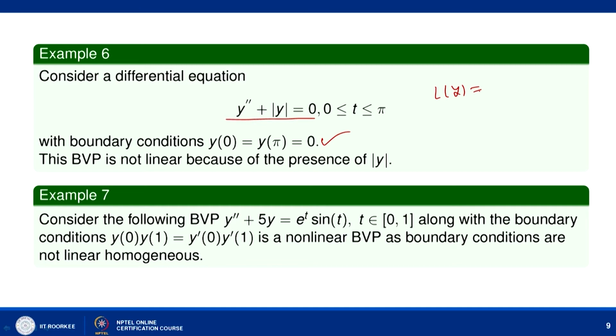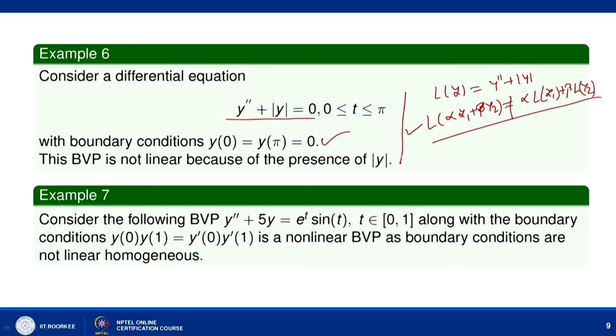For that, you define operator L y as y'' + |y|, and you check whether L(alpha y1 + beta y2) equals alpha L(y1) + beta L(y2). If this holds, then we call it linear, and if this does not hold, we call it nonlinear. And if you check, here it is not holding, so the differential equation is not linear. So, we call this problem a nonlinear boundary value problem.